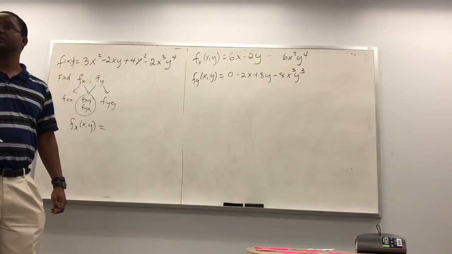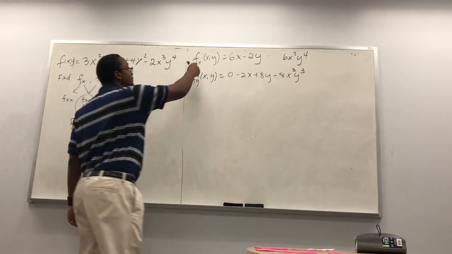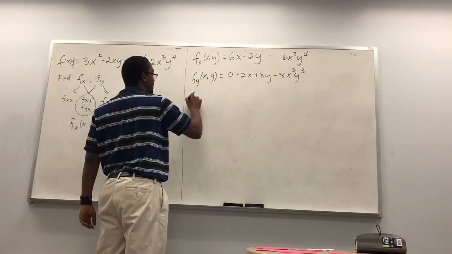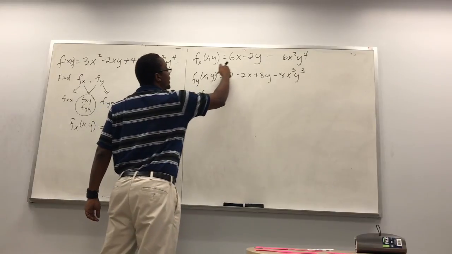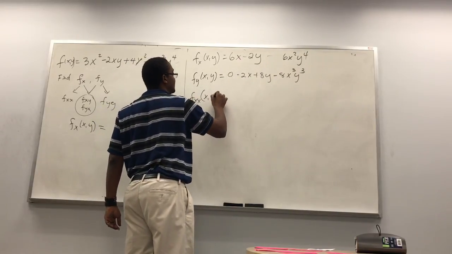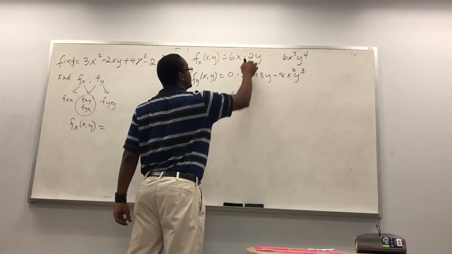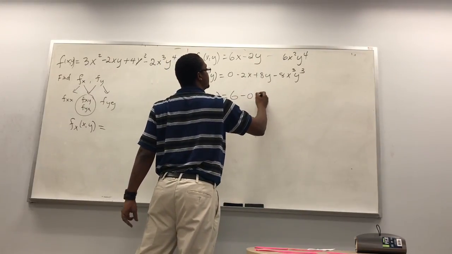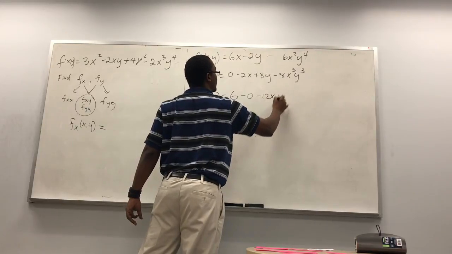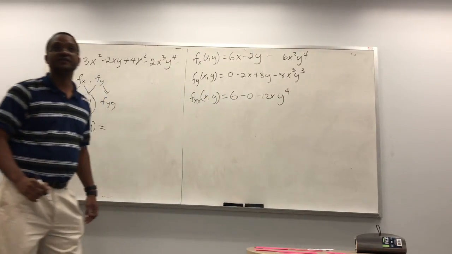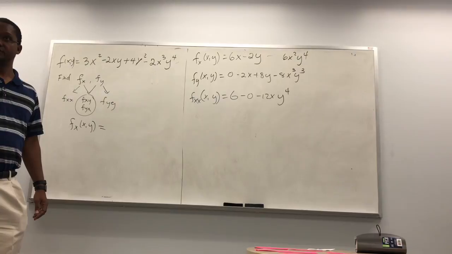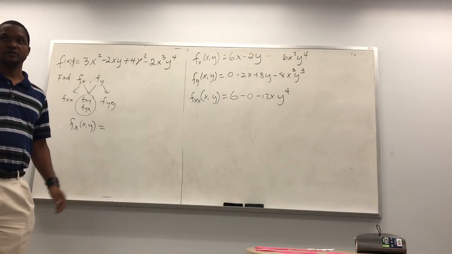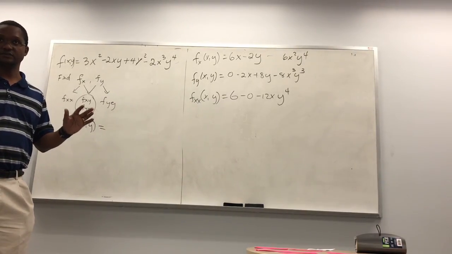Questions? Now I take the derivative of this, but with respect to x again, so f of x means I'm looking at this as the starting point. So that is 6, this is 0, and then the last one is 12xy to the 4th. Questions? I get that again.